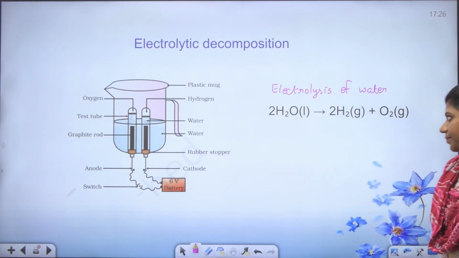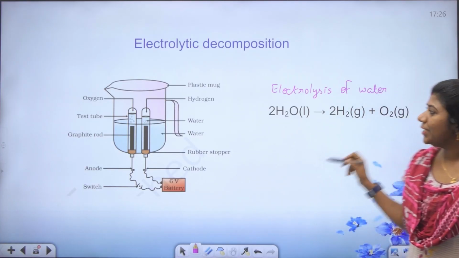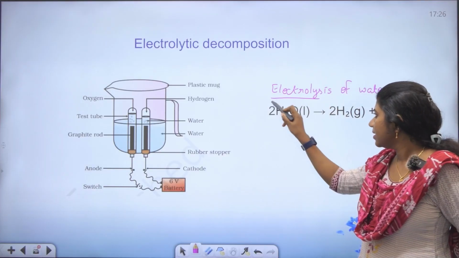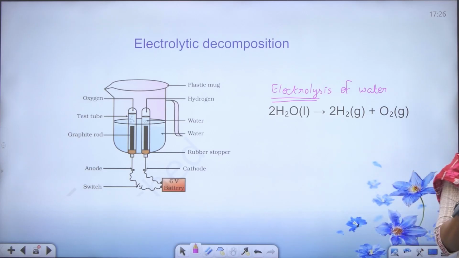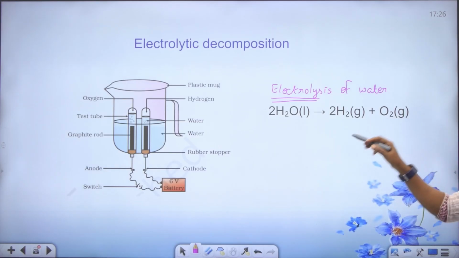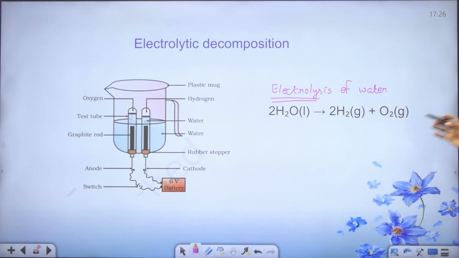Electrolysis of water. What is electrolysis? Electrolysis of water means splitting of water molecules, or decomposition of water molecules in the presence of electricity. Water molecules split to liberate hydrogen gas and oxygen gas.